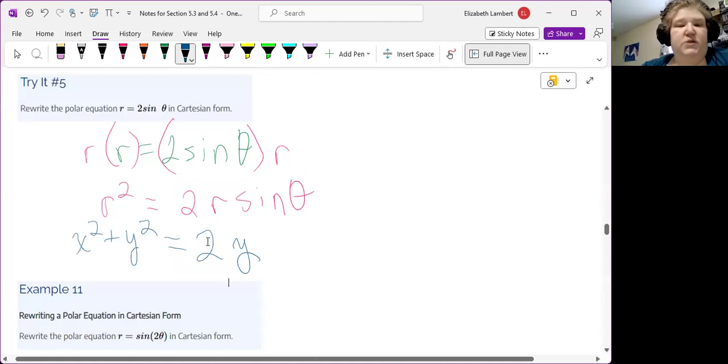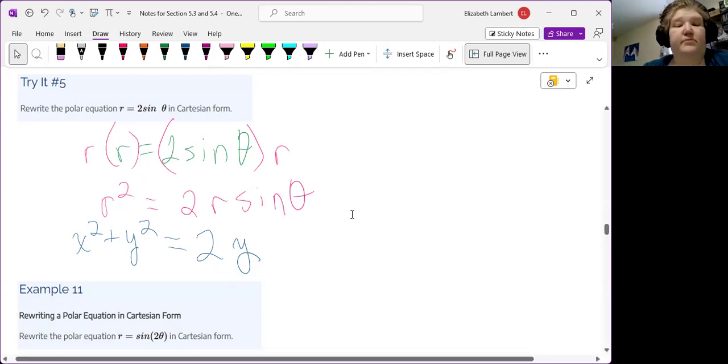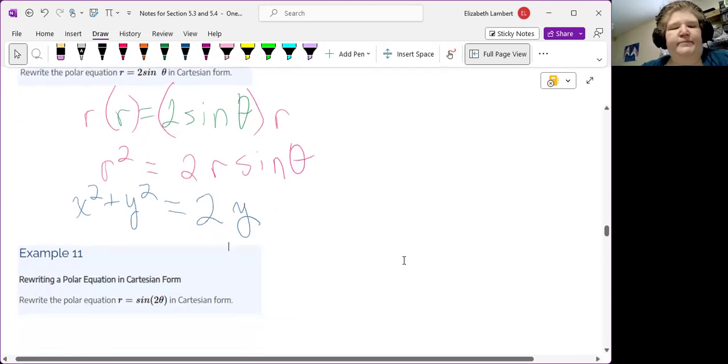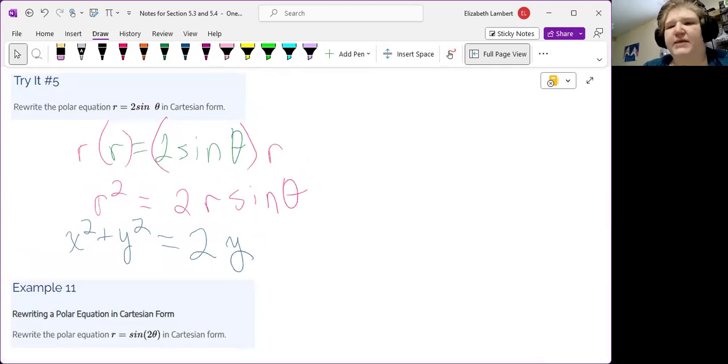So this is going to be a circle, but because of the 2y here, if we moved that over and did our workaround, we would have it shifted in the y direction. Right. So let me cut it there and then come back for example 11.